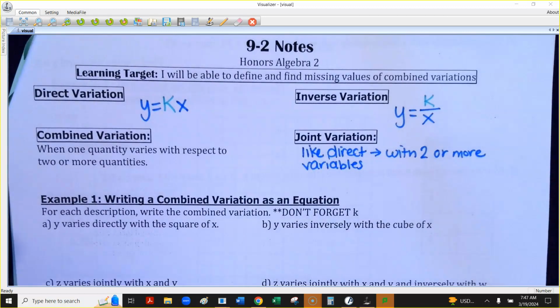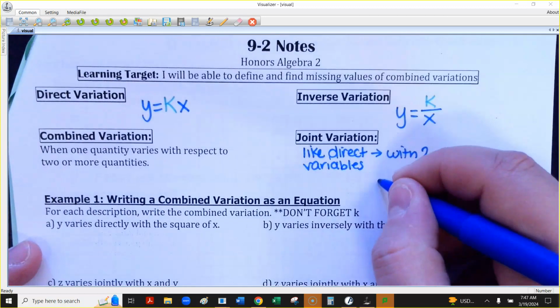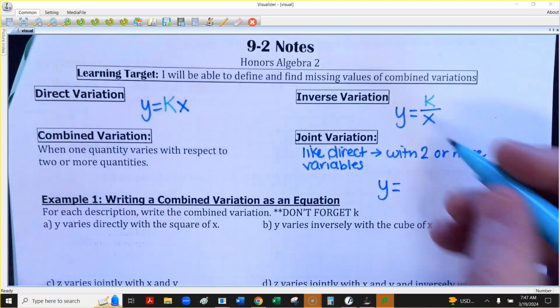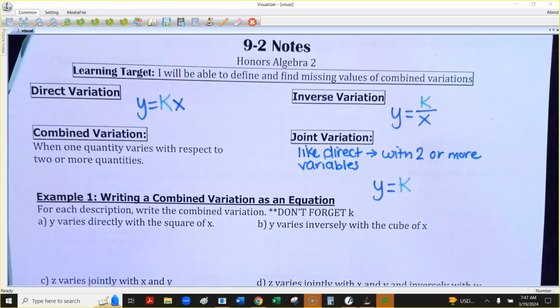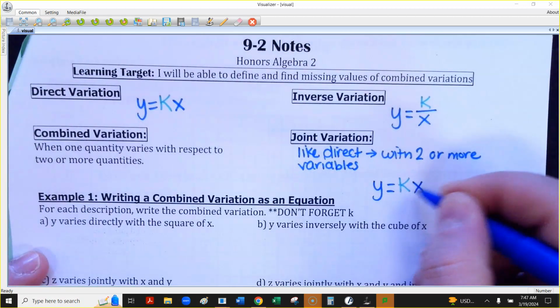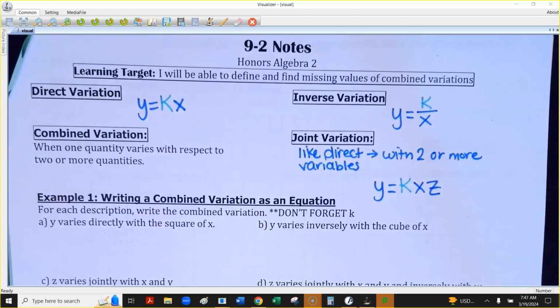I'll just make up a little example. Maybe we'd have something like y equals k, and then two variables next to it instead of just an x. So maybe I'd have an x and a z or something like that. But a joint variation works like a direct. It just is a special word if you have more than one variable multiplied by your k value. Direct is just one variable multiplied by your k value.